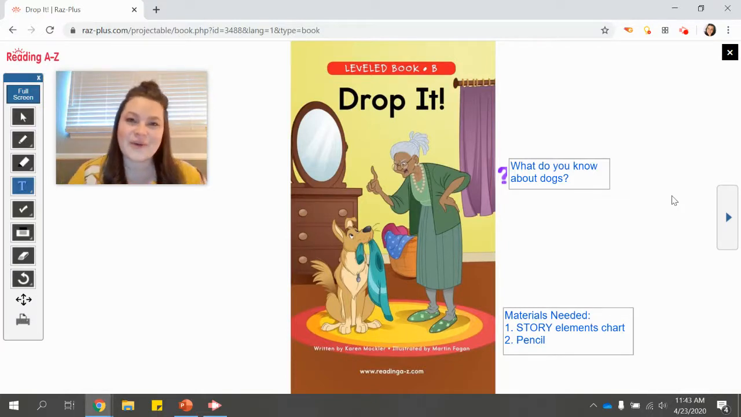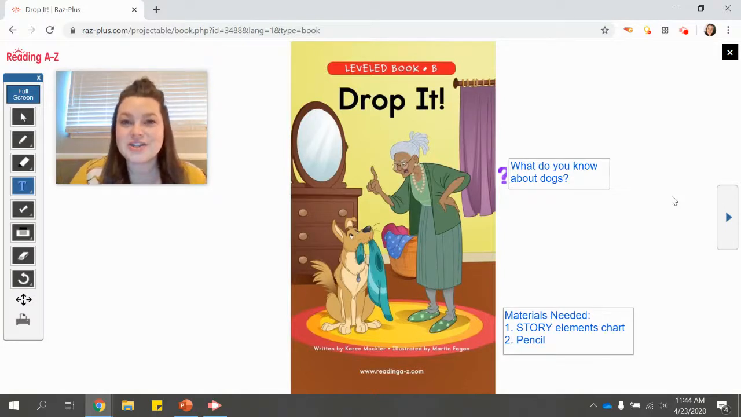All right, the reason that we're talking about what we know about dogs is because good readers make connections between what they know and new information that they read. This is called connecting prior knowledge. While we read today, I want you to be connecting prior knowledge, which means things that you already know about dogs, with this book and with Gus, the dog.